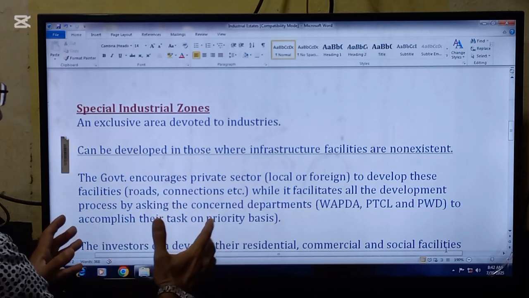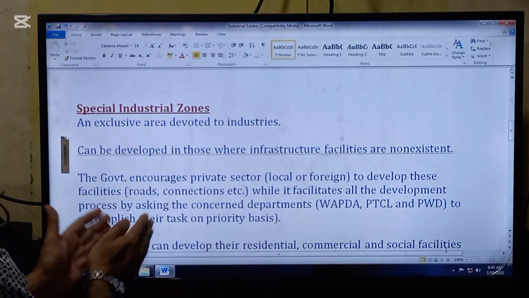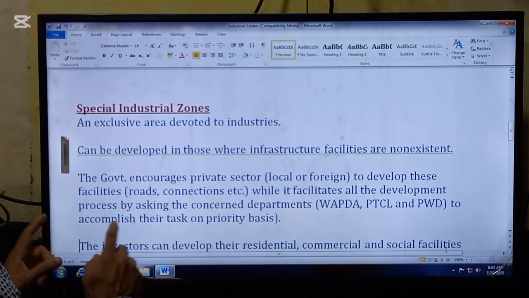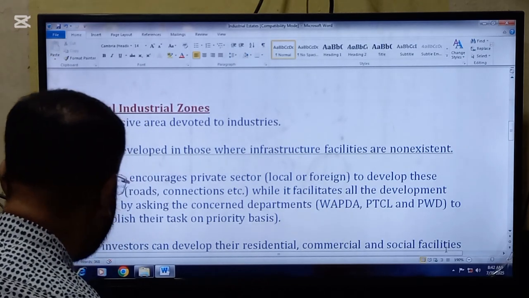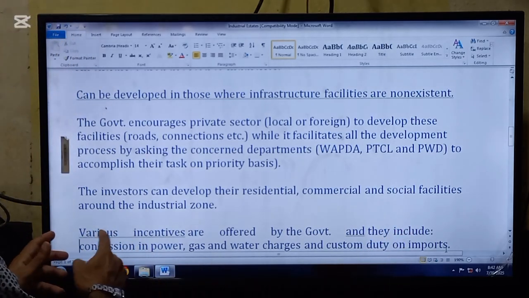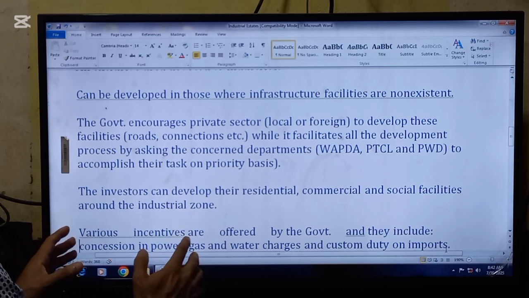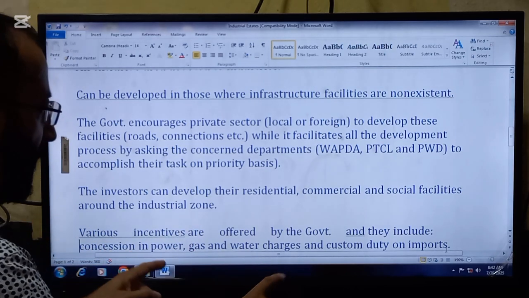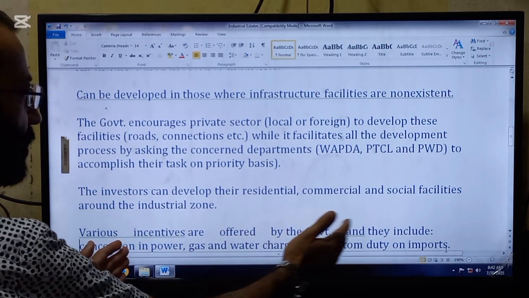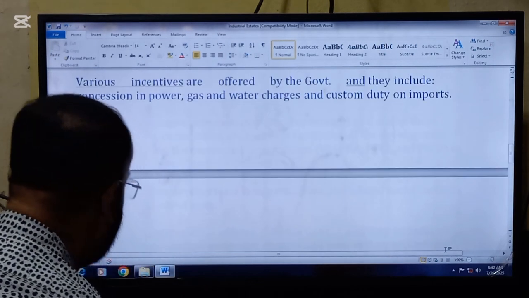So normally the private sector develops that area, but government facilitates the private sector in a way that government orders its public departments to accomplish their task on priority basis. The investors can develop their residential, commercial, and social facilities around the industrial zone. So the benefit of these kinds of areas is that the investors who actually invest in terms of the industry also develop their residential, commercial, and social facilities around the industrial zone. So that area develops gradually.